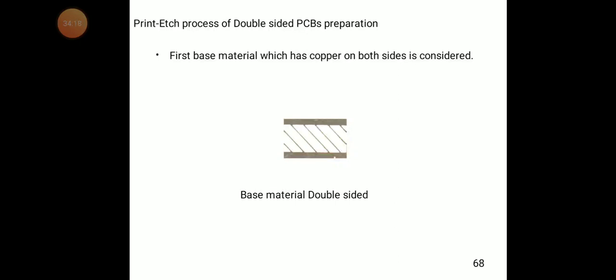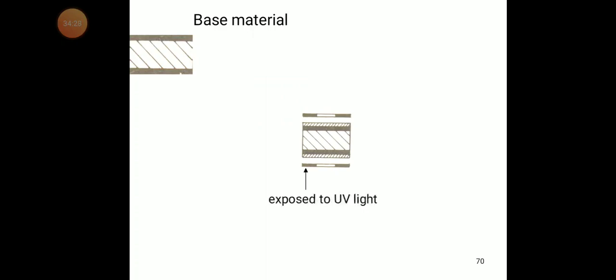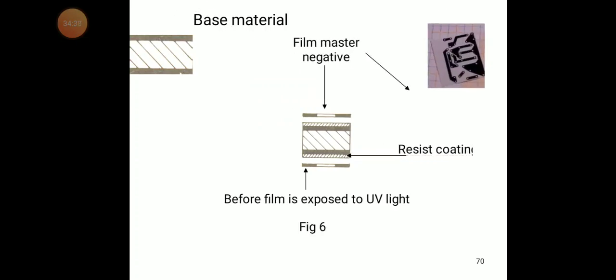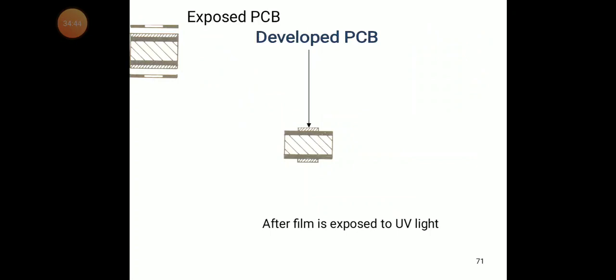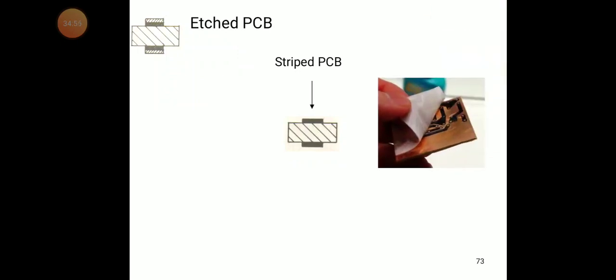Now see here what is happening. The base material, double-sided, how it is. From the base material like this, before the film is exposed to UV, we have the two-sided one. For your understanding, we get the two-sided copper pattern.